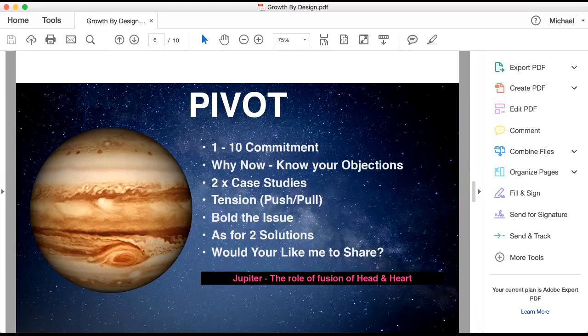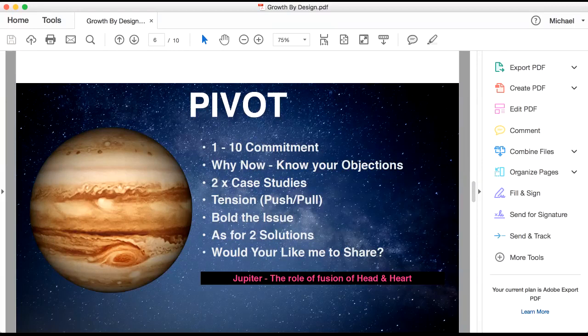Now, this is going to give you a really good insight because, as it says down the bottom there, Jupiter is the role of fusion of head and heart. Their head will be saying, this person's selling me and I'm getting sucked into this sale and all of this sort of stuff, and I wonder how much this is going to cost me, and all those things that you and I would be thinking as well. And their heart will be saying, I know I have to do this, and I know they're here for a reason, and I know that here's the right time. So that's the role of that fusion coming together.